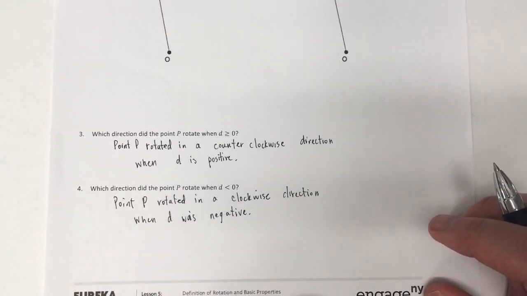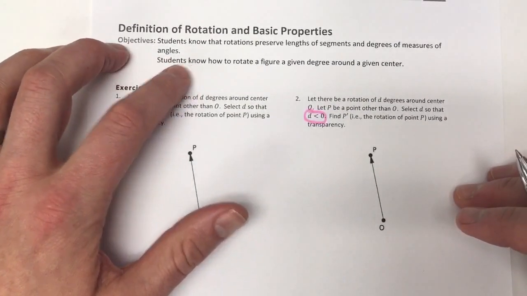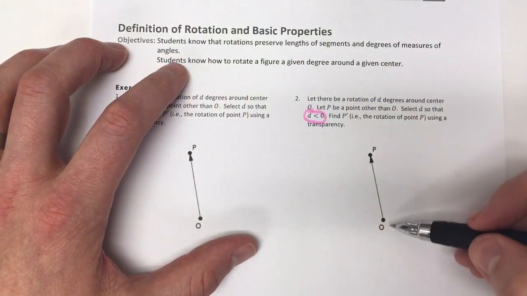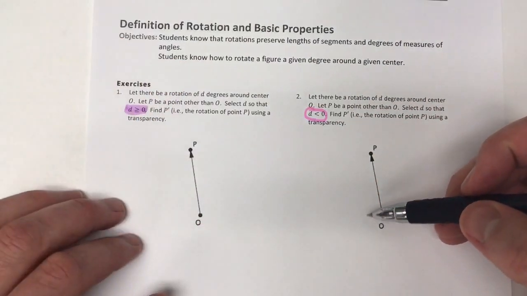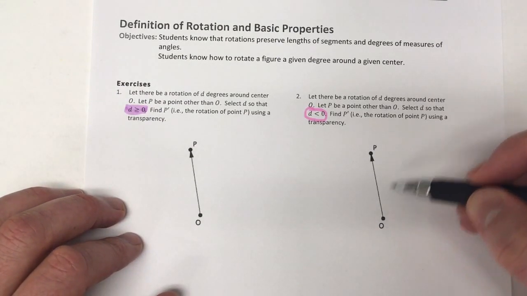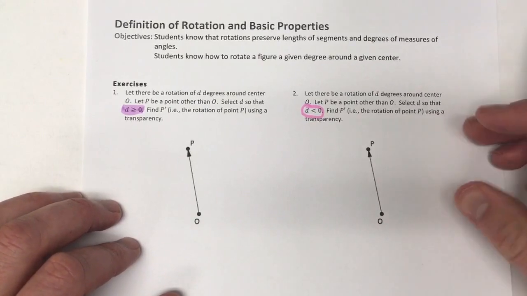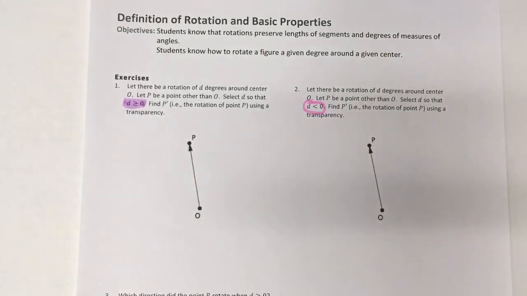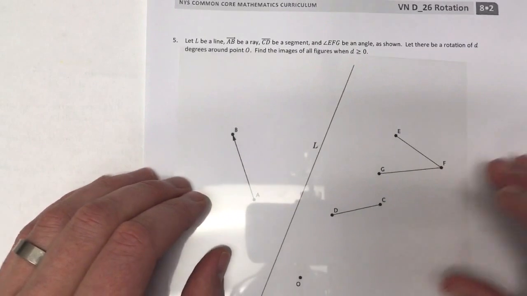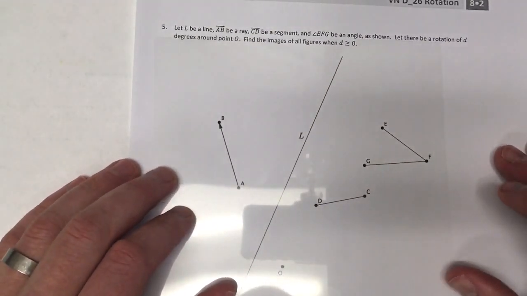Okay, so that addresses students knowing how to rotate a figure given a degree around a given center. Everything hinges on the criteria: a rotation point and then the number of degrees that make up the angle. To build some understanding of what's going on, we have another image here with a figure.